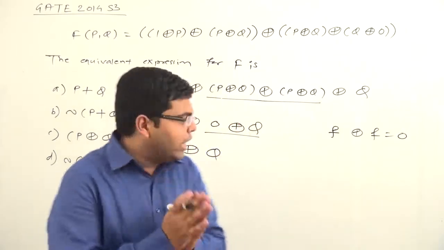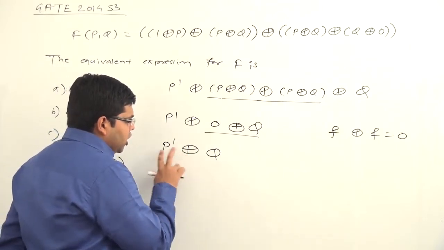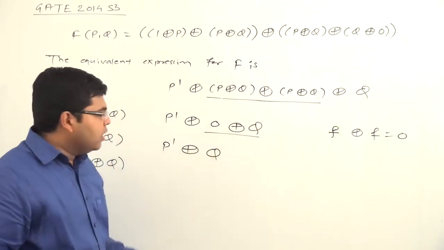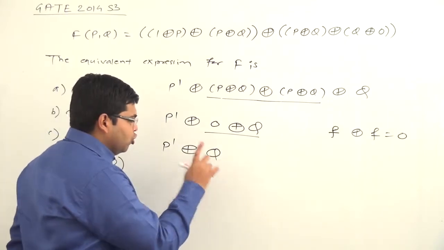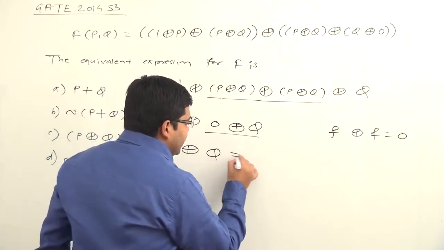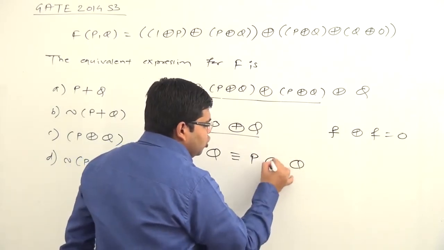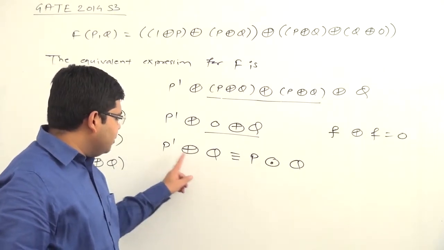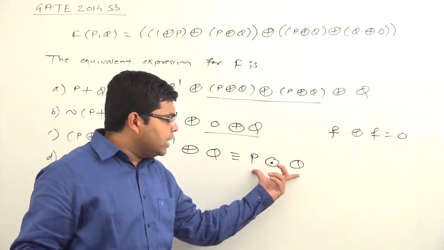Now if you observe one very important thing, here you want P dash and Q to be different. What does that mean? We want different P dash and Q, which means we want same P and Q. So P dash XOR Q is equivalent to P Q XNOR. So what does that really mean? Inequality between P dash and Q means equality between P and Q. So we want equality between P and Q.